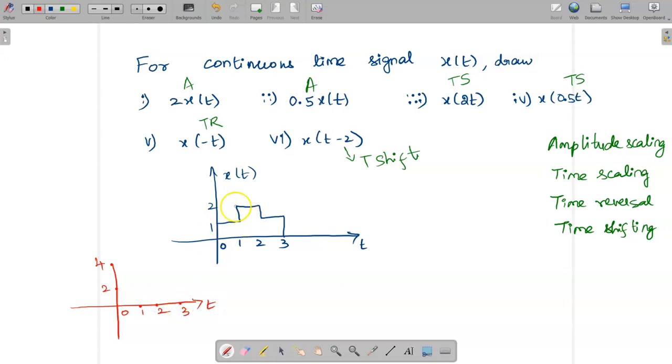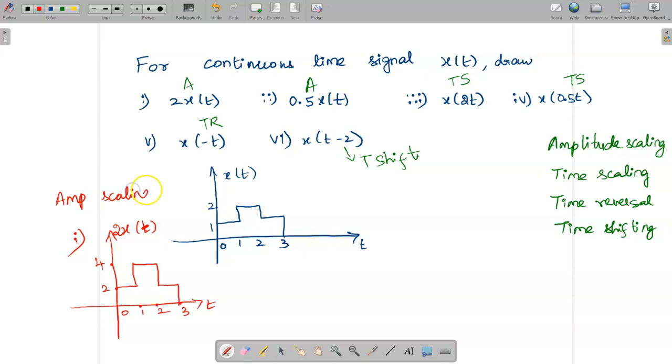Draw the signal as you have it here. Instead of drawing at 1, I have to draw at 2. Instead of drawing at 2, I have to draw at 4. Similarly, complete the other axis of t. So this is your x of t multiplied by the constant amplitude 2. This is the first signal. Just write all the values of t as they are, and multiply your amplitude by 2. This is your amplitude scaling operation.